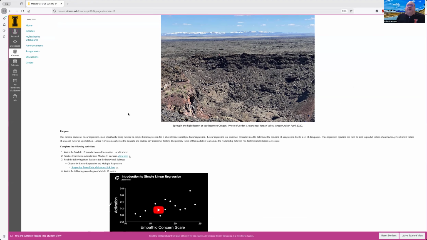This module addresses linear regression, most specifically simple linear regression, but there's also an introduction into multiple linear regression. Linear regression is a statistical procedure used to determine the equation of a regression line to a set of data points. This regression equation can then be used to predict values of one factor given known values of a second factor in the population.